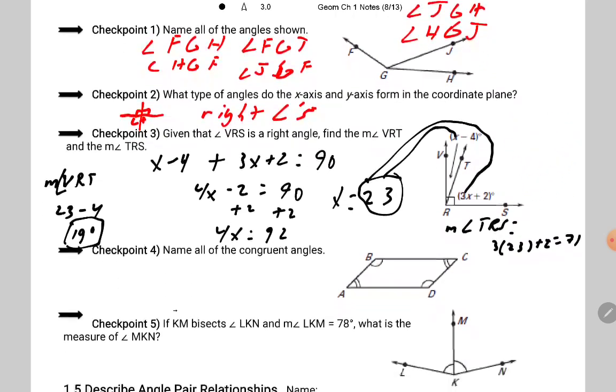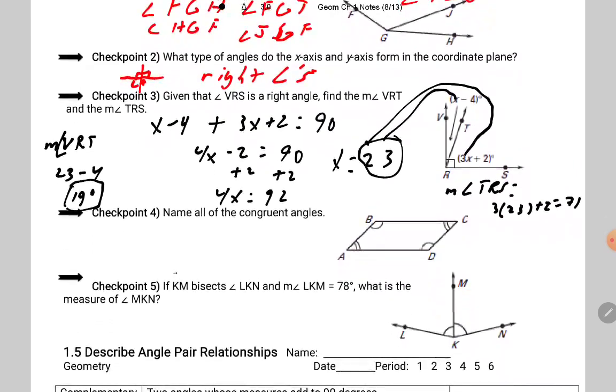Okay, name all congruent angles. So here's another example of the symbols that they'll use in your book. Angle B is congruent to angle D because they have the one arc there. And then angle A is congruent to angle C because they have 2 arcs. 2 arcs means that they're congruent to the other 2 arcs. You could also have 3 arcs. You can also have an arc with a tick mark.